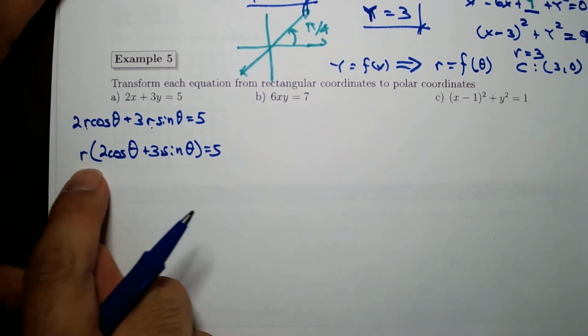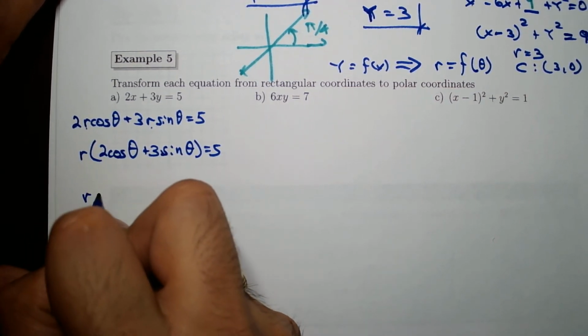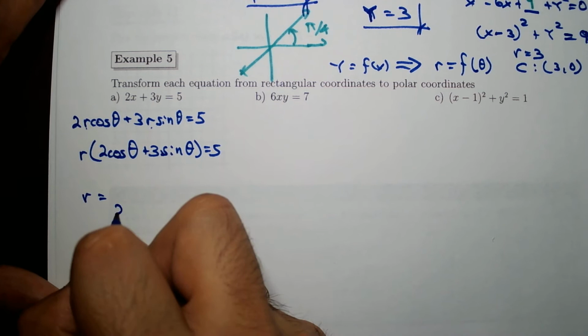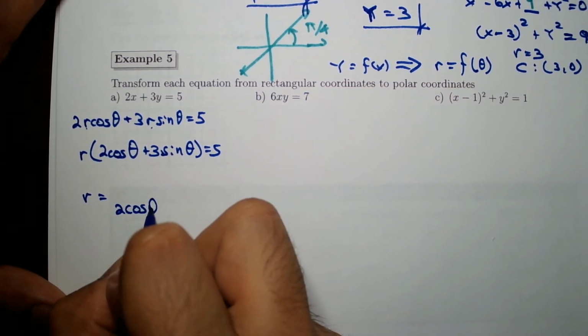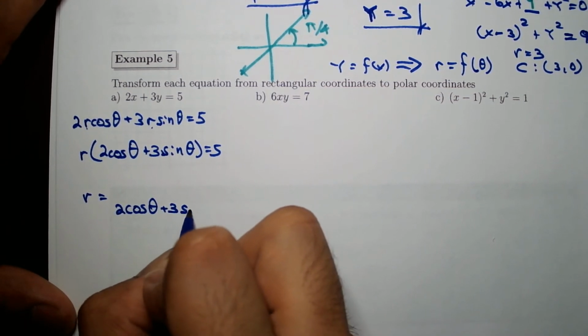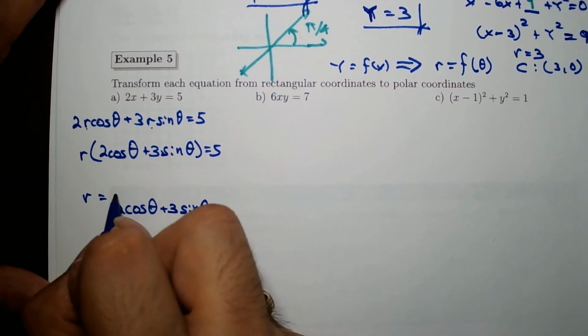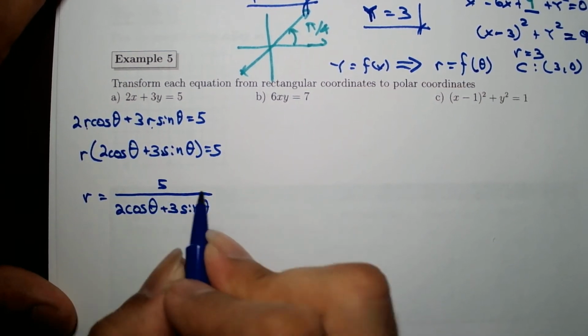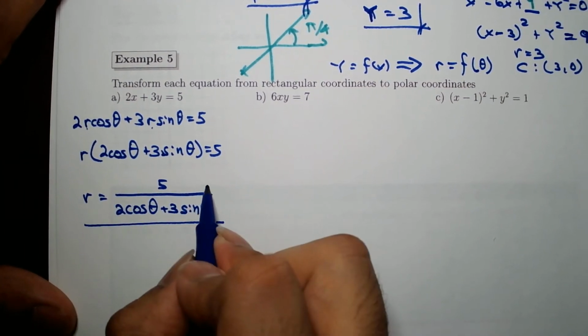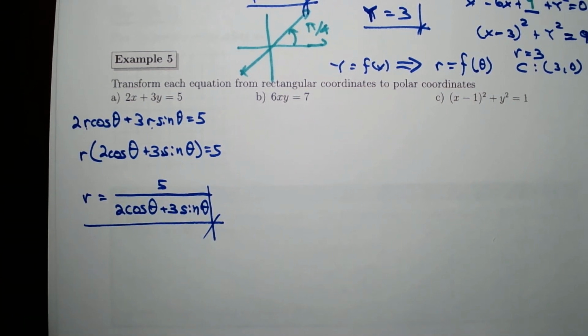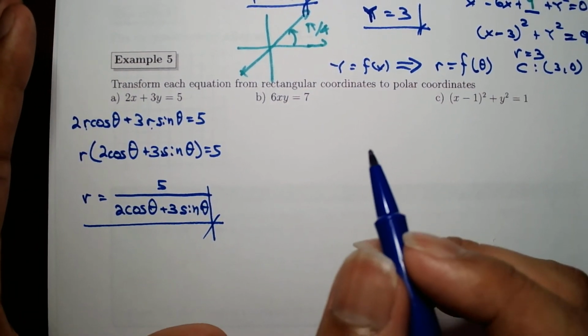And dividing both sides by this quantity, we get r equals a 5 in the numerator and this whole quantity in the denominator, and that's the final answer here. All right. Now let's go about the second example.